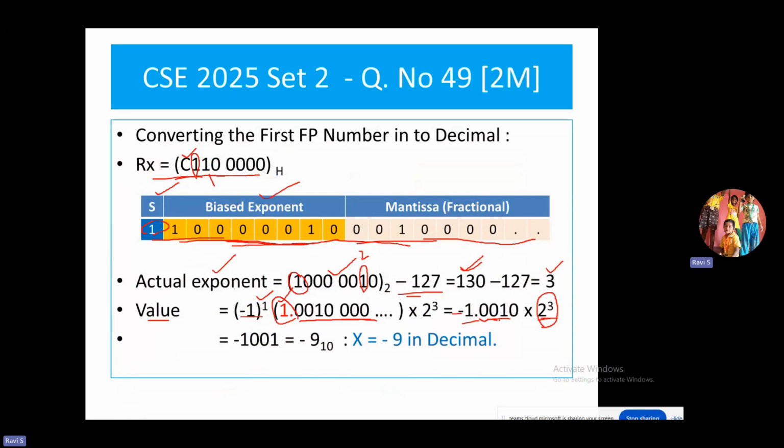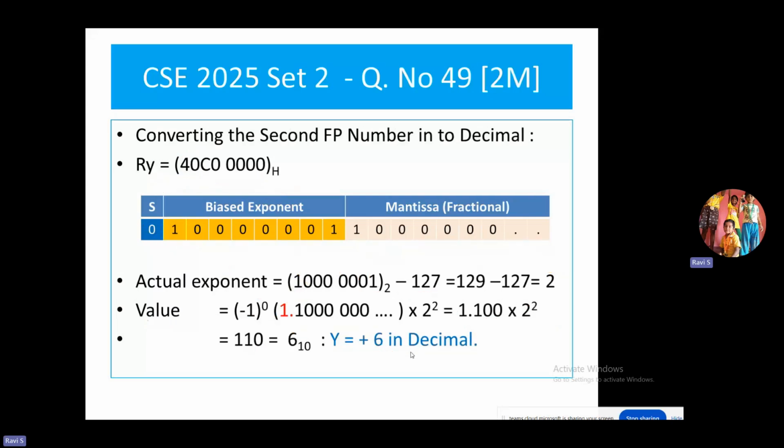Now this 2 power 3 is nothing but the number of positions we want to shift rightwards. Because it's a positive 1, we shift in the right direction. Because it is 3, if I shift in the right direction by 3 positions, it becomes 1001, followed by the binary point, then 0. After the binary point, if you have 0, it doesn't have any value. So 1001, if you convert into decimal, becomes 9. We keep the minus sign as such, so it becomes minus 9 base 10. So the value of x in terms of decimal is minus 9.